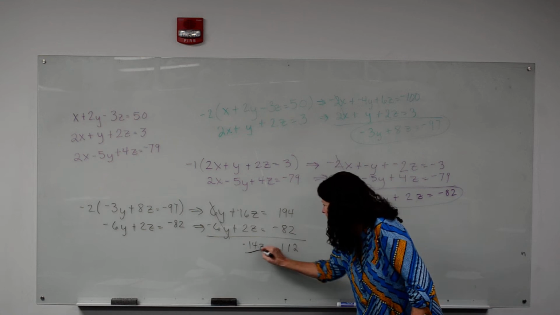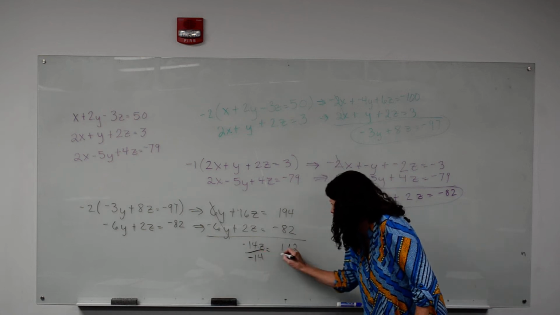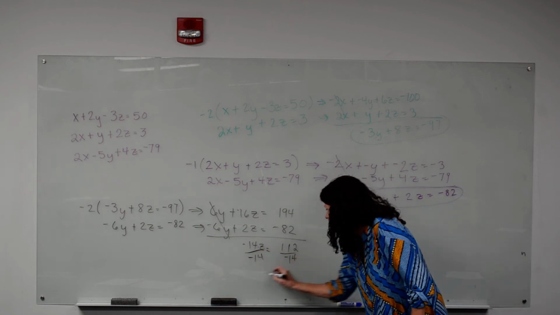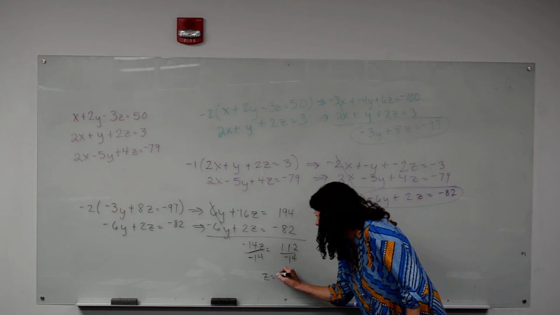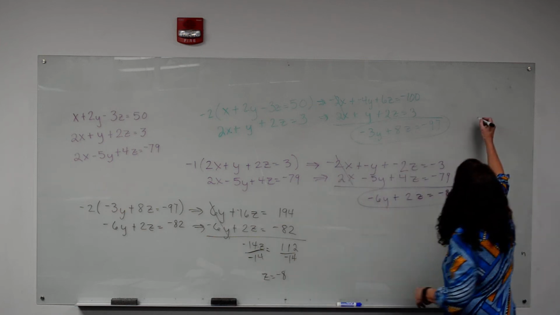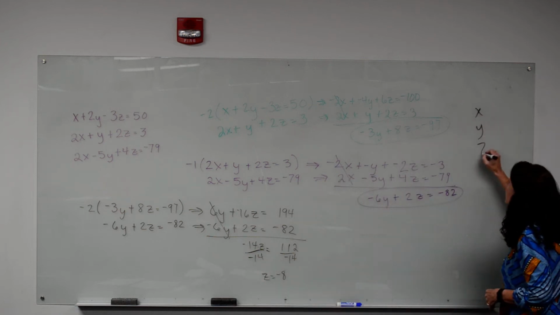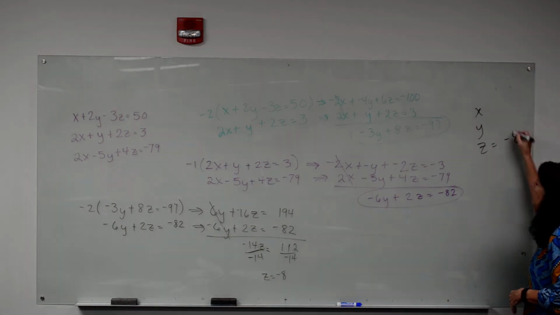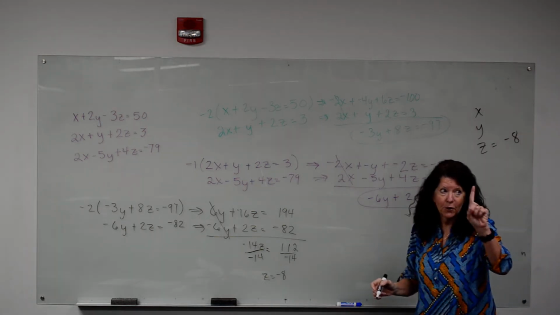Divide by negative 14. So somebody do that for me? Negative 8. Yep. Z is equal to negative 8? Yep. Okay. So my goal is to find x, y, and z. I've got z, negative 8. That was just the first thing.